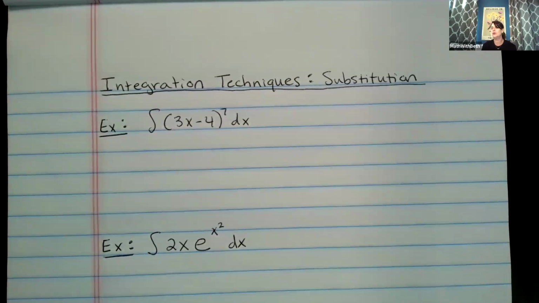So basically, if it looks like a function within a function, the same reason we would use the chain rule back when we were doing derivatives, or examples where it looks like we would do the product rule or the quotient rule if we were doing a derivative, that's usually when we're going to use U-substitution.